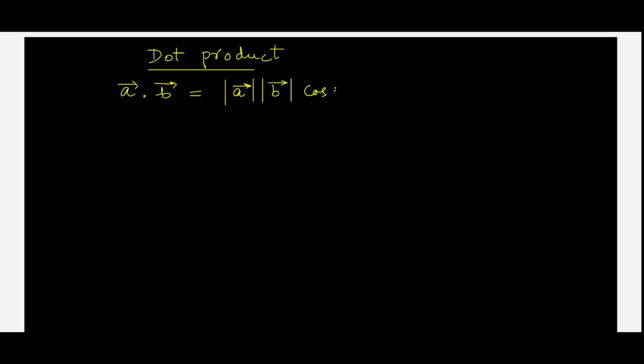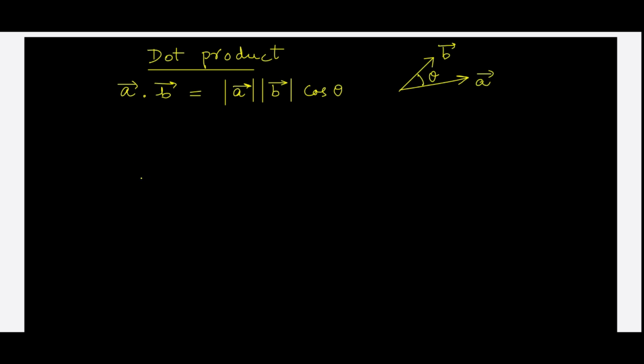Dot product. Okay. So traditionally we have learned dot product as vector A dot vector B equals magnitude of vector A times magnitude of vector B times cos of theta, where theta is the angle between vector A and vector B. This is theta, vector A, vector B, then this is your dot product.